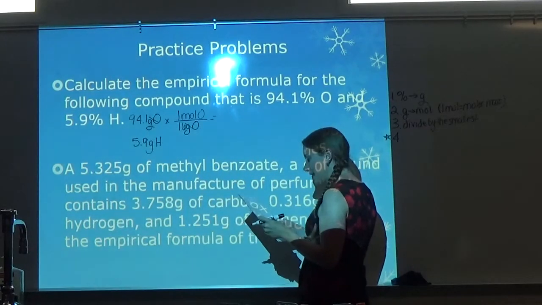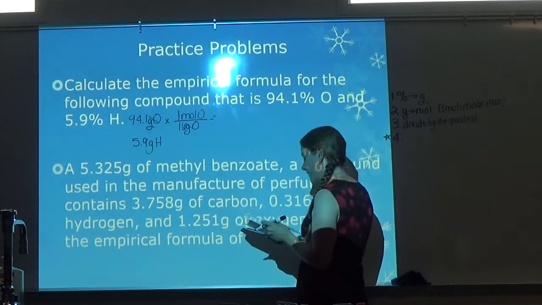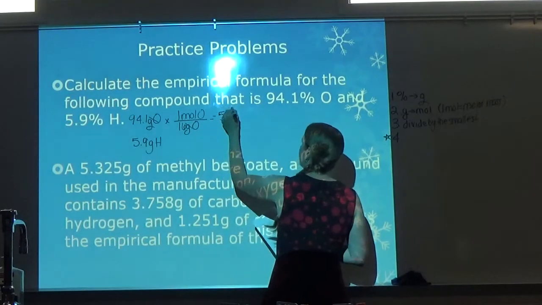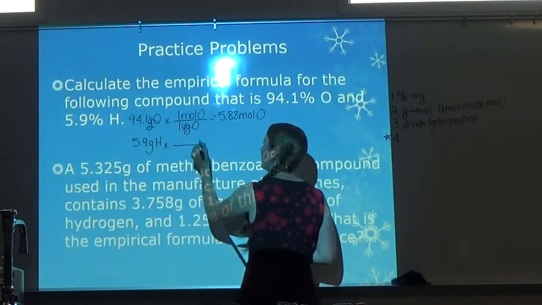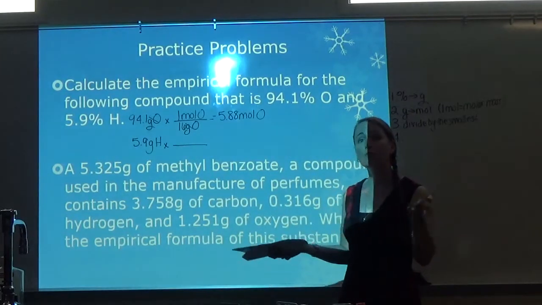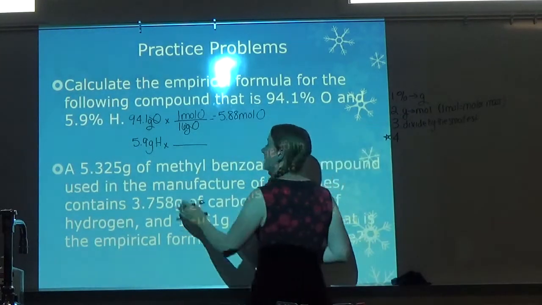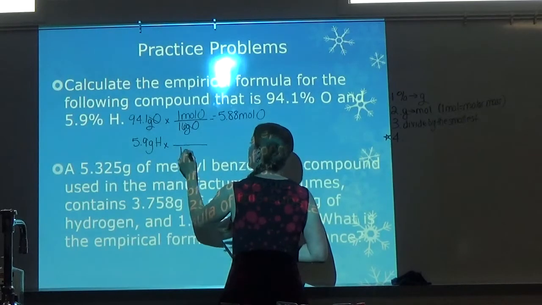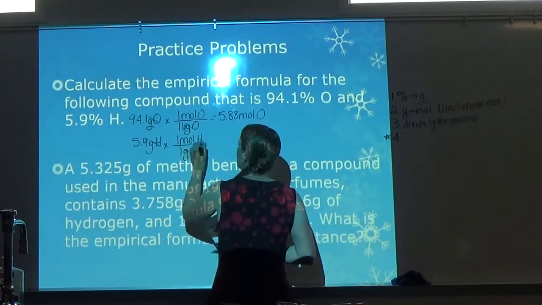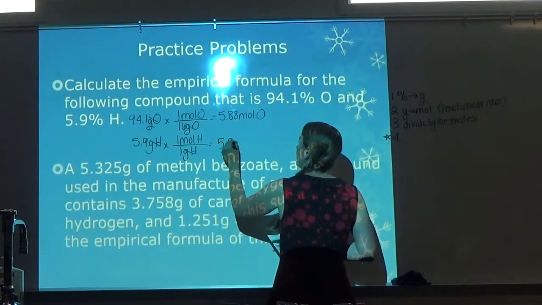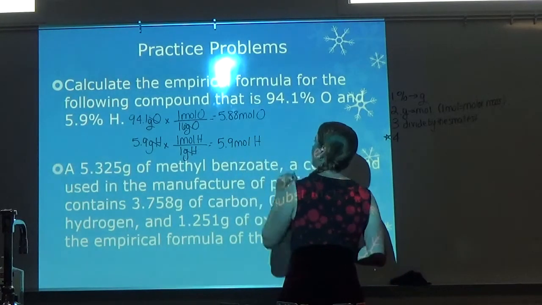So once I divide for oxygen, I end up getting 5.88 moles of oxygen. All right, next I do hydrogen. Hydrogen has a molar mass of 1 gram per mole. Because grams is on top, I'm going to put my 1 gram on bottom and my 1 mole on top. And so, of course, I get 5.9 moles for hydrogen.